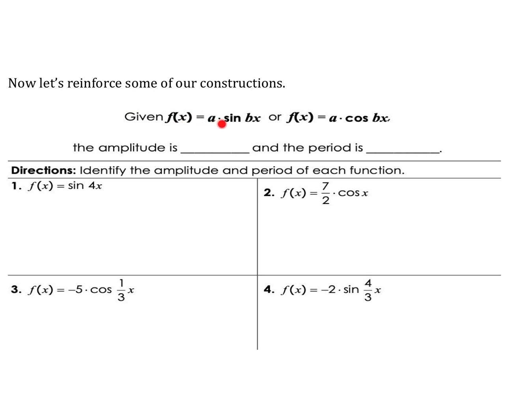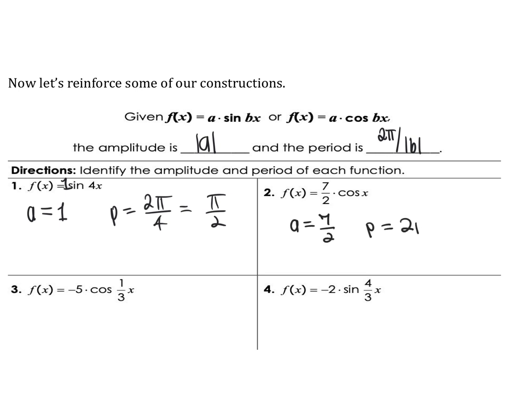Given f of x equals a sine of bx or f of x equals a cosine of bx, the amplitude is going to be the absolute value of a, and the period is going to be 2 pi divided by the absolute value of b. So let's get started. So the amplitude for number 1 is going to be just 1 because we have 1 in front of x. And then the period's going to be 2 pi over 4, which is going to be pi over 2. Now for number 2, we have the amplitude is going to be 7/2. The period's going to be 2 pi.